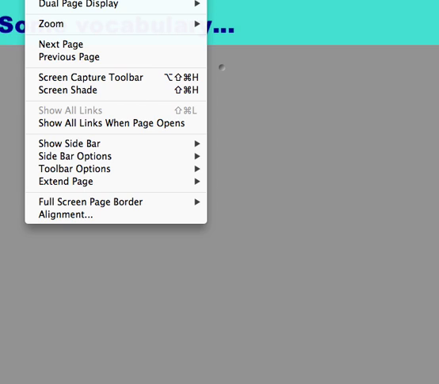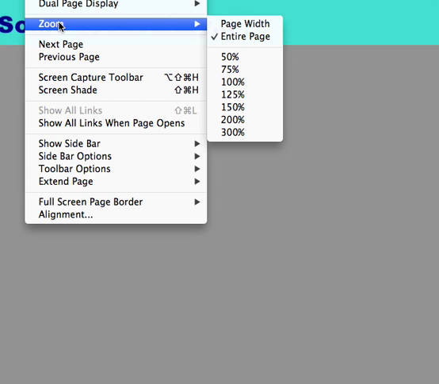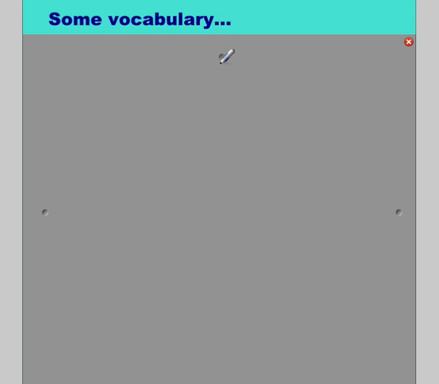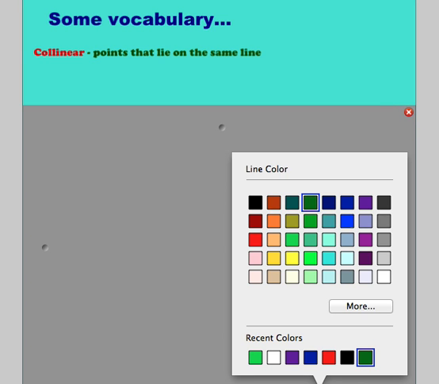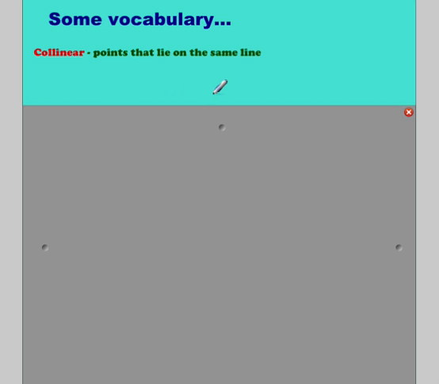Let's take a look at some vocabulary. Let me change my view a little bit so it's easier to see. There we go. So first we have collinear, and that means that the points lie on the same line. So let's draw that. We're going to draw a line, and I'm going to put a point A and a point B. We could say then that points A and B are collinear.